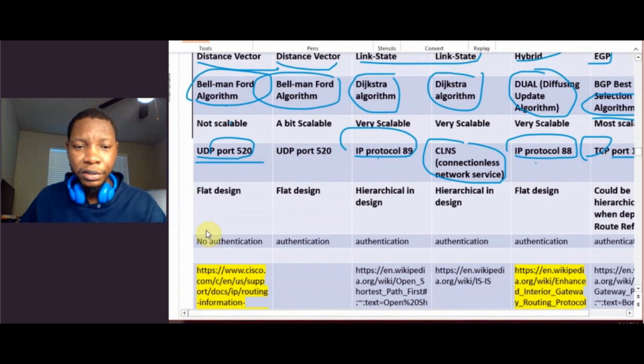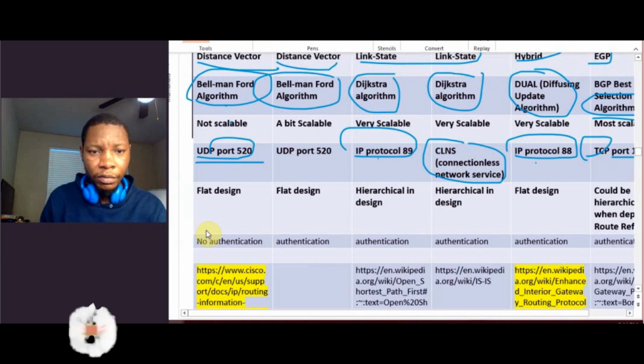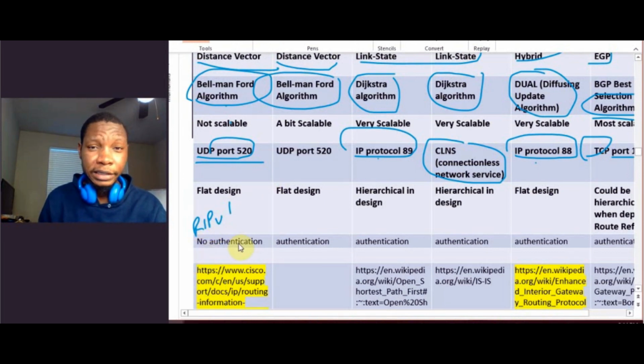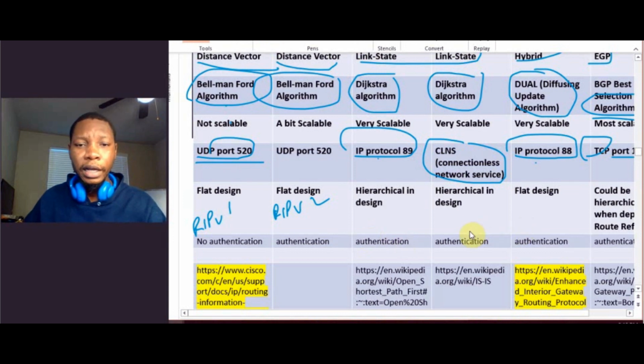Now for authentication, RIP version 1 has no authentication. RIP version 2 allows for authentication. The rest of the dynamic protocols allow authentication as well.